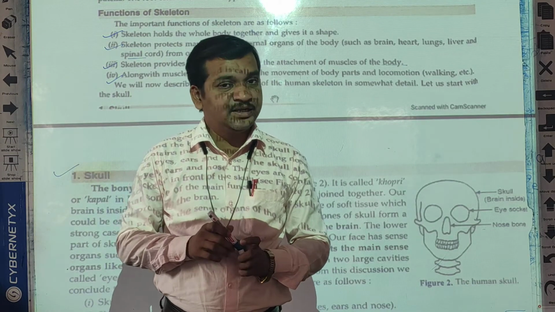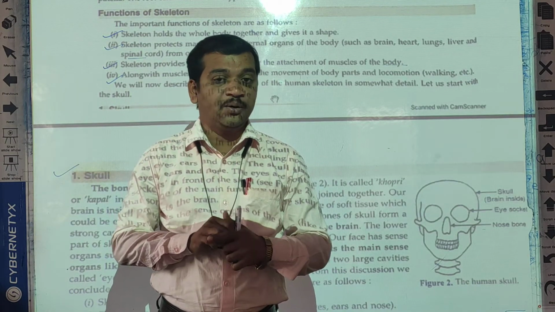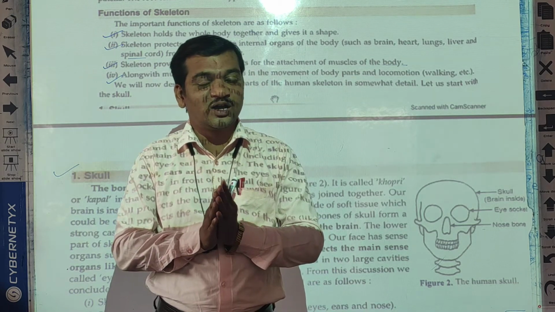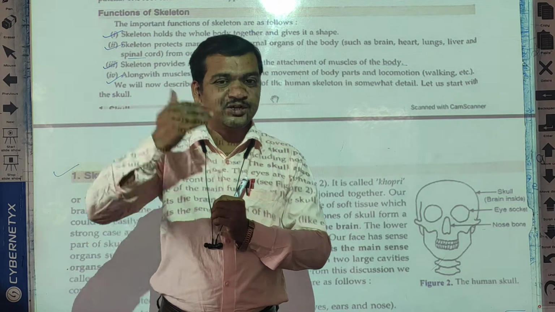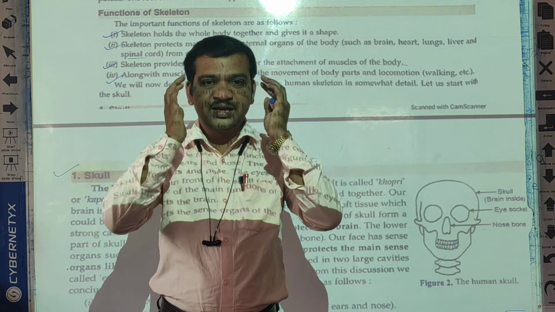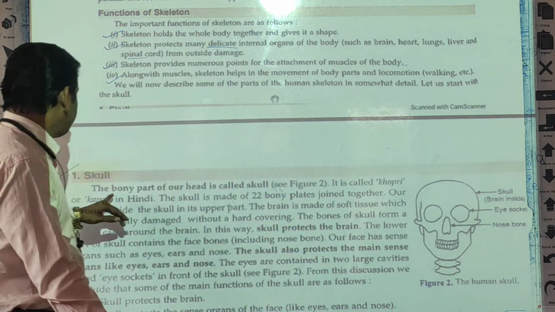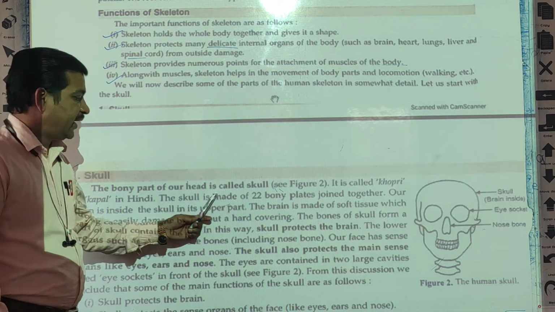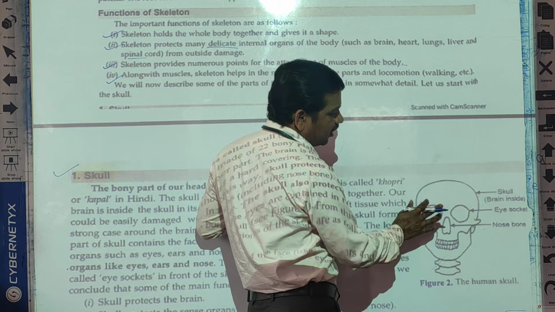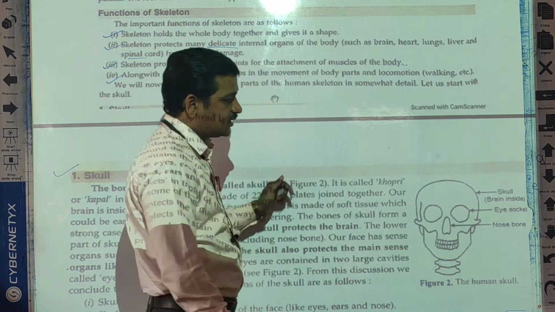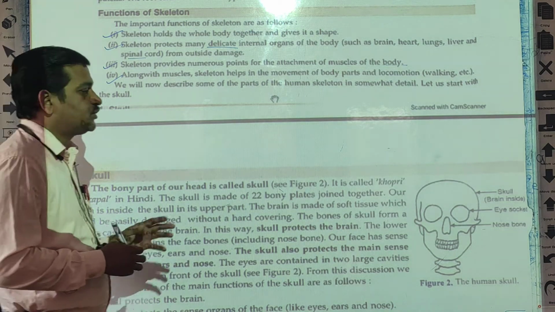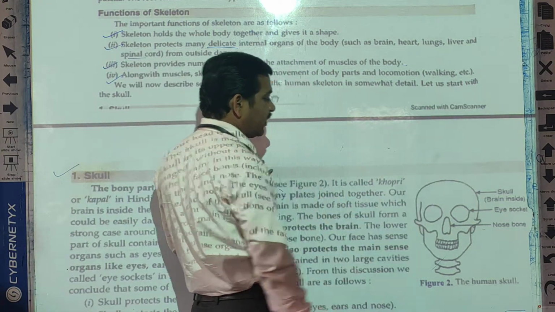This skull is very important to protect our main organ, the brain. The brain is also called our CPU. In a computer, the CPU is the brain, so the same here, our brain is our CPU. The bony part of our head is called the skull. Can you see the picture here? The bony part of our head is called the skull, and inside the skull the brain is there. It is also called khopri in Marathi.